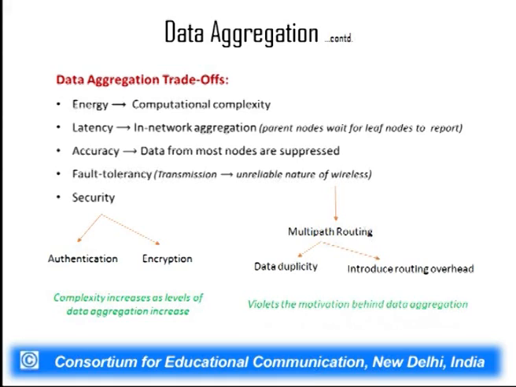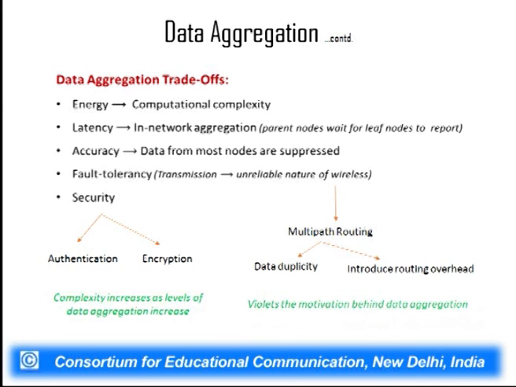And then of course accuracy is important. Since data is suppressed, we have to keep track of how much data is being lost or suppressed, so that the data coverage is not hampered. And obviously fault tolerance is again important, owing to the unreliable nature of wireless, and security is another additional feature that should be taken up. So all these trade-offs are conflicting with each other.